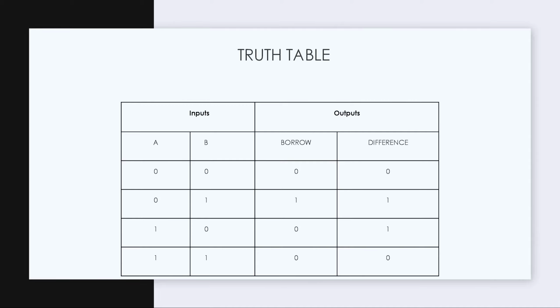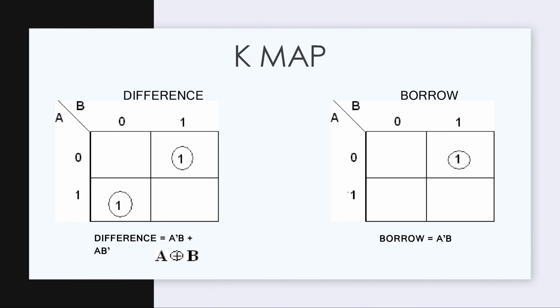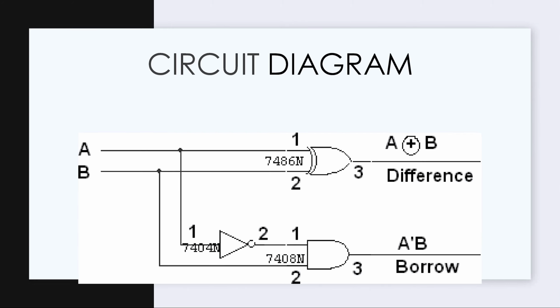When the inputs are 0 and 0, the borrow is 0 and the difference is 0. When the inputs are 0 and 1, the borrow is 1 and the difference is 1. When the inputs are 1 and 0, the borrow is 0 and the difference is 1. When both the inputs are 1, the borrow is 0 and the difference is also 0. This is the K-map for the half subtractor, and this is the circuit diagram for the half subtractor.